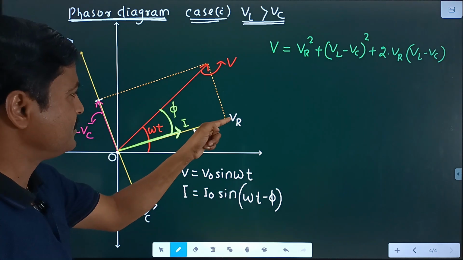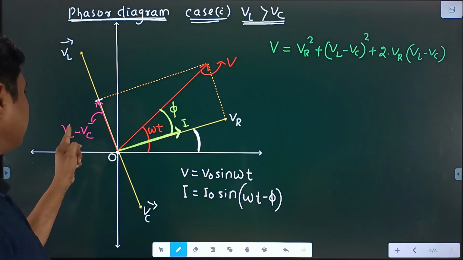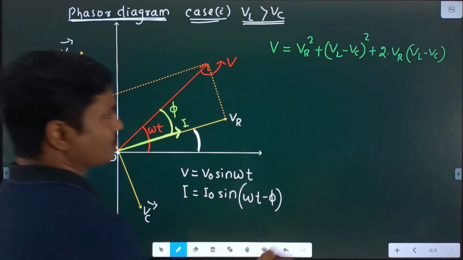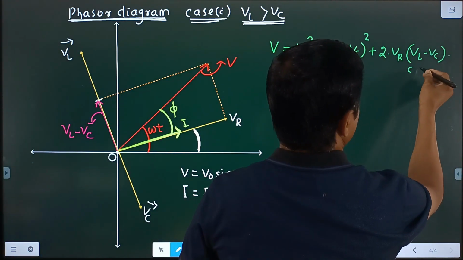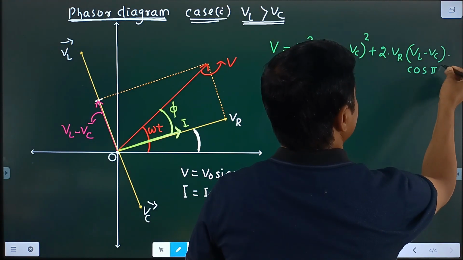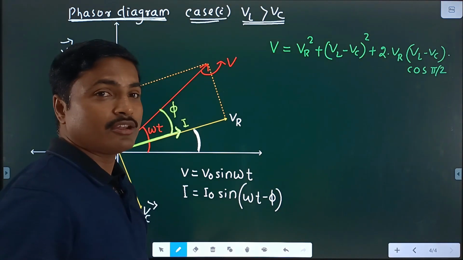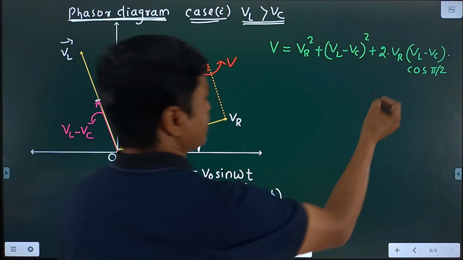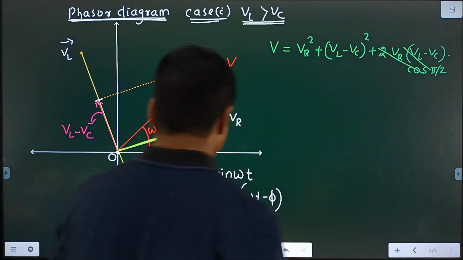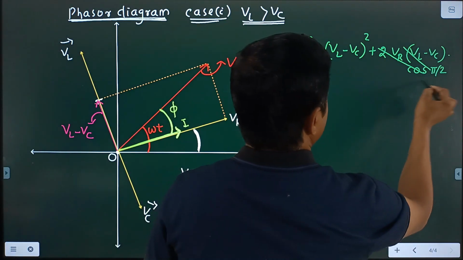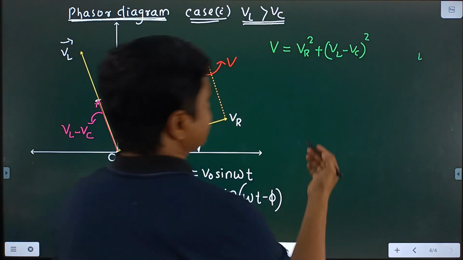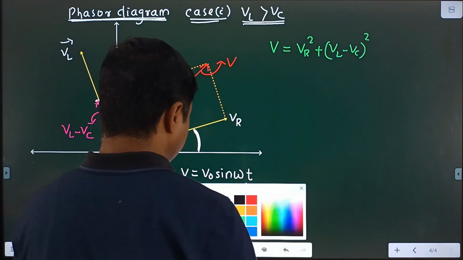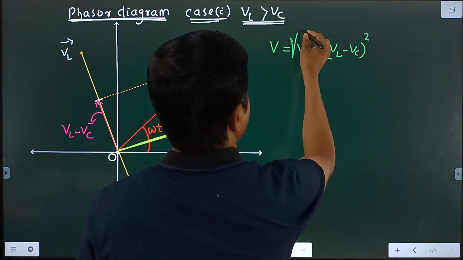Phi is the angle between the A vector and B vector. This one is the A vector, that is VR, this one is the B vector, that is VL minus VC. This angle is equal to pi by 2, so we write multiplied by cos pi by 2, and you know cos pi by 2 is equal to 0, so the third term is 0, clear? So only this remains, and the root over is there.